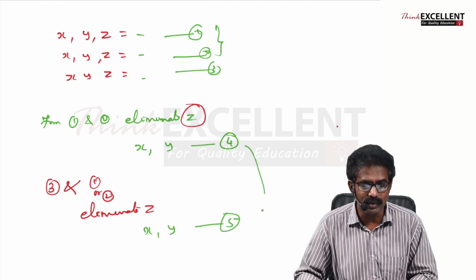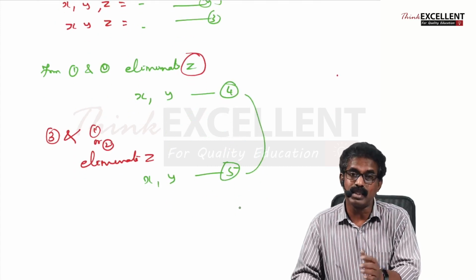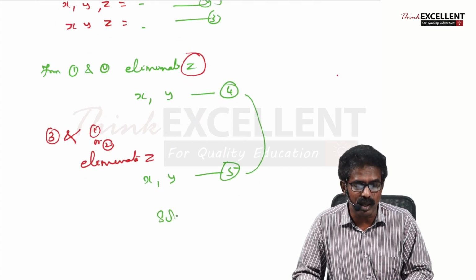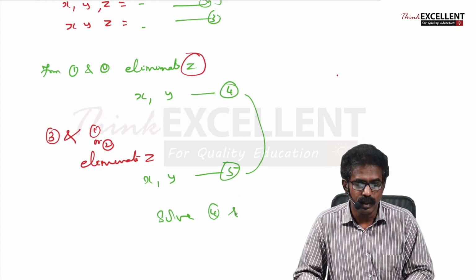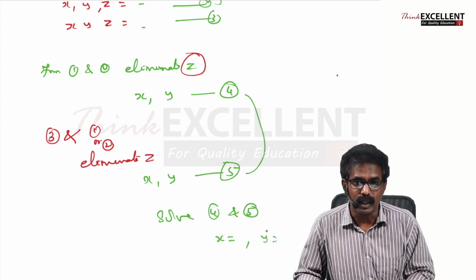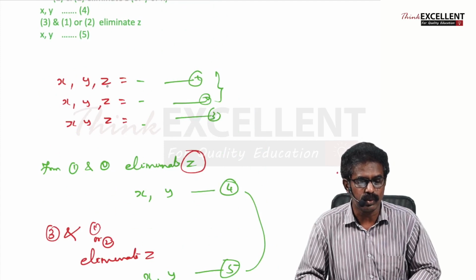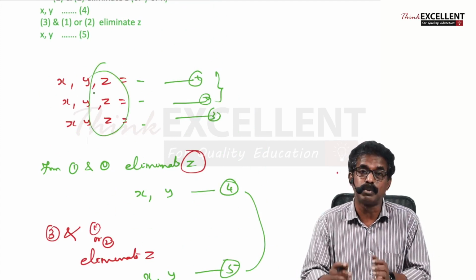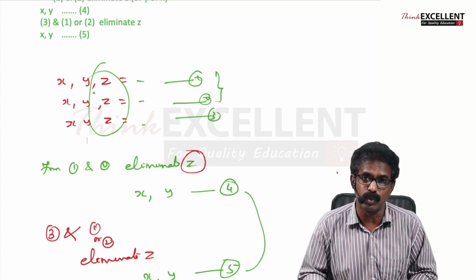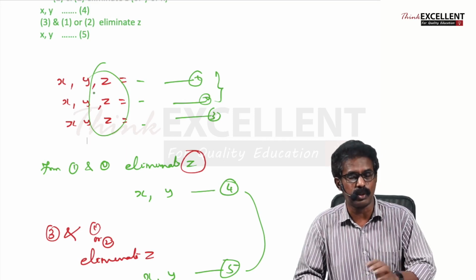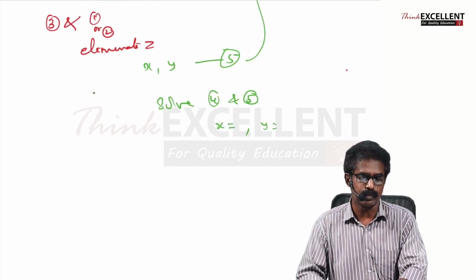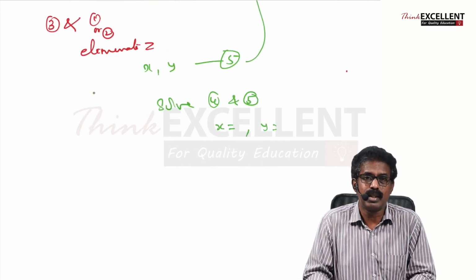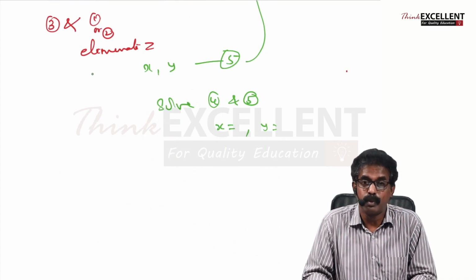Now this 4 and 5, you see, you have two equations in X and Y. You can solve it. So solve 4 and 5. When you solve 4 and 5, you can find the values of what? X and Y. Once you know X and Y, to find Z, you can substitute in any one of the first three equations. Okay? You know X and Y, substitute, you will get the value of Z also. So that's all the theory part. Hope you understood all these.